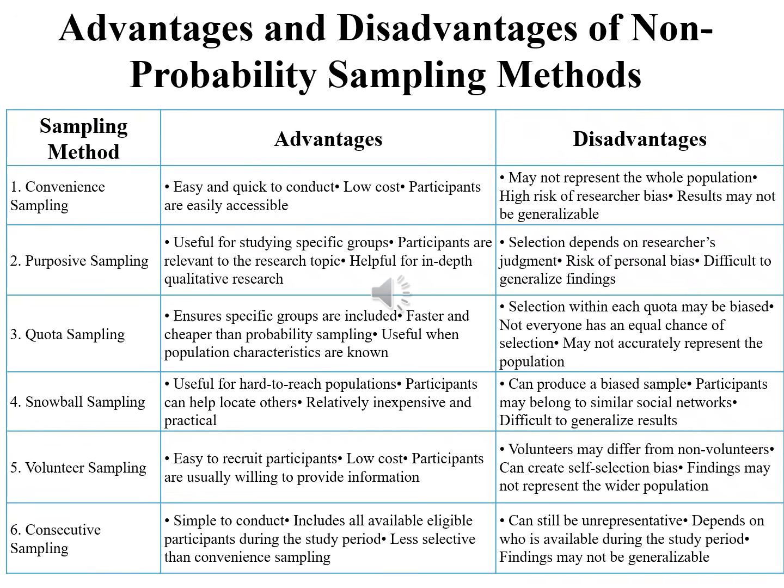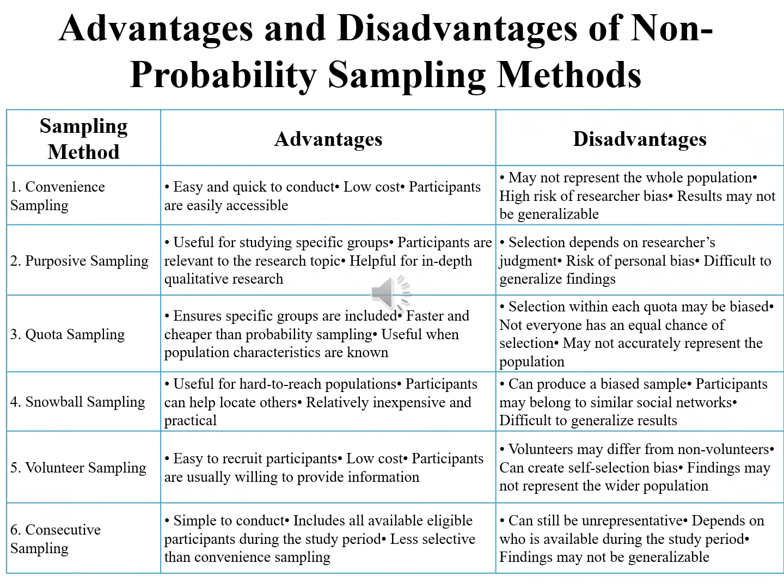Next, we are having snowball sampling. And what are the advantages of snowball sampling? It is useful for hard-to-reach populations. Existing participants help find other participants. It is relatively cheap and practical. What are the disadvantages? It can produce a biased sample. Participants may come from similar social networks and results are difficult to generalize.